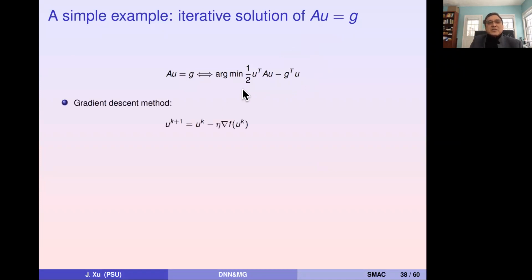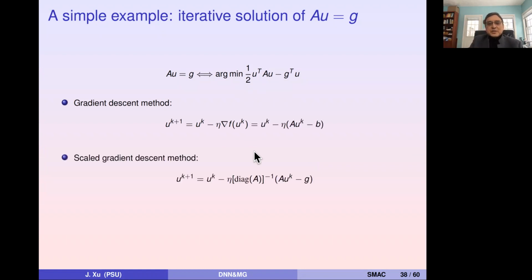Now you do the gradient descent method. This is my F, and this is gradient descent. Eta is called the learning rate. If you do this, it's really what we call Richardson iteration in linear algebra. This is something I know very well. Now you can do a scaled descent method. In machine learning, you may have Adam or that kind of method. You do some kind of preconditioning scaling. This is like the Jacobi method, the scaled Jacobi method. So you can relate this to something like the Adam method.